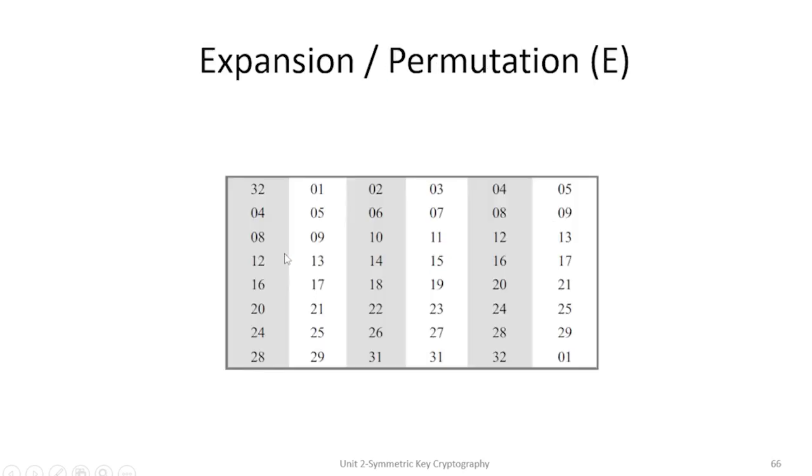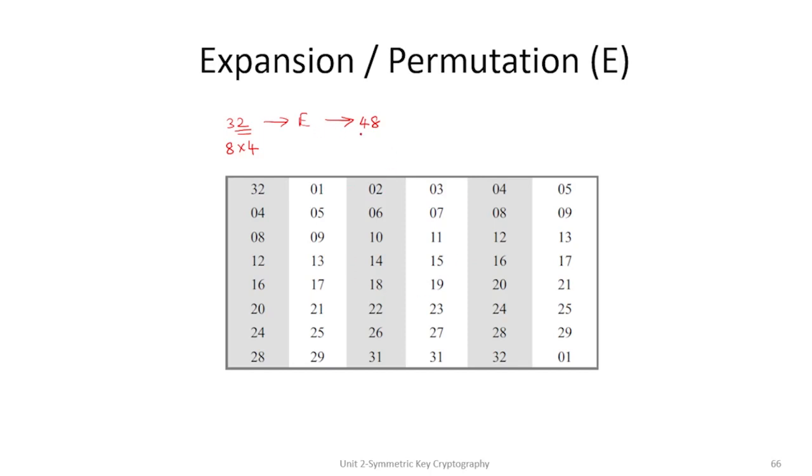So let us take the expansion. The input of the expansion is 32 bits, and the output of the expansion is 48 bits. How can you store a 32-bit value? You can store the 32-bit value in an 8 by 4 layout, that means 8 rows and 4 columns. The continuous values will be stored in row order. So these are all the 32-bit values of the plain text, and they will be stored like that.